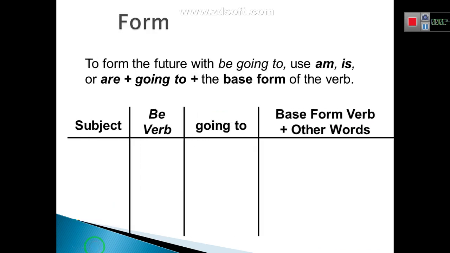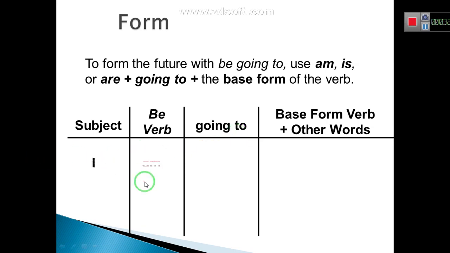Form. To form the future tense with be going to, we use is, am, or are plus going to plus the base form of the verb. I'm going to ask you again, what's the base form of the verb? It means the infinitive. It means the verb without ed, without ing, without s, and without to. But be careful, we have to with going. Going to is one, but we don't use to again with the verb. Just one to is enough.